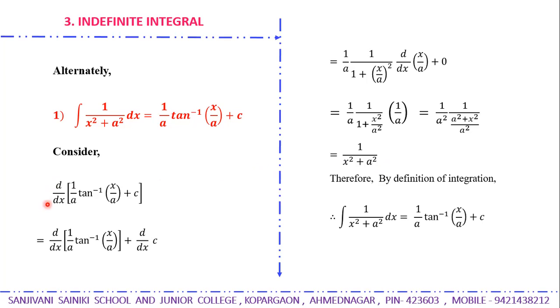Okay, so the derivative of this function is 1 upon x square plus a square. That means the integration of this function must be equal to 1 upon a tan inverse of x by a plus c. That's it. This is another way of the proof. Okay, you can write any one of these two.